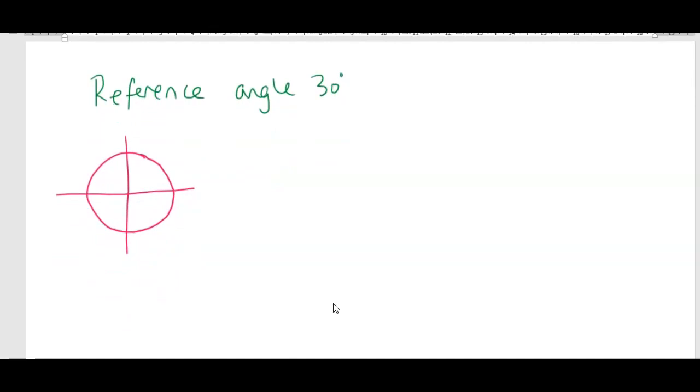So 30 degrees, our reference angle always goes in the first quadrant. So there it is, 30 degrees. This is 0, 90, 180, 270, and then back at 360. All right, so this angle in here, or this sector, we can actually make into a right angle triangle. So I'm going to redraw that right angle triangle over here.